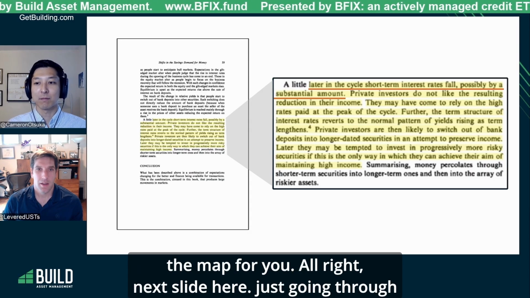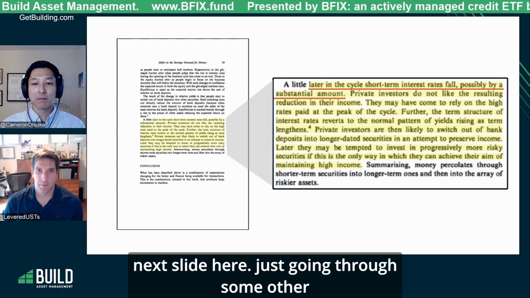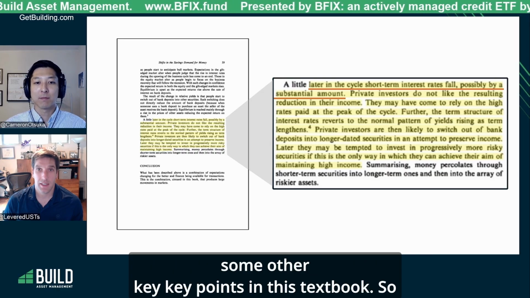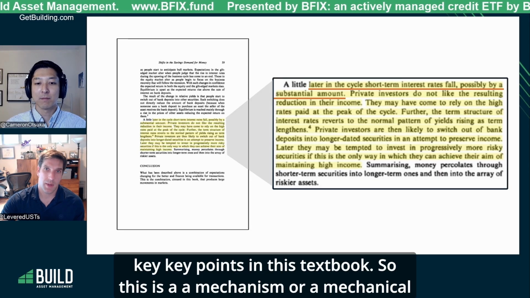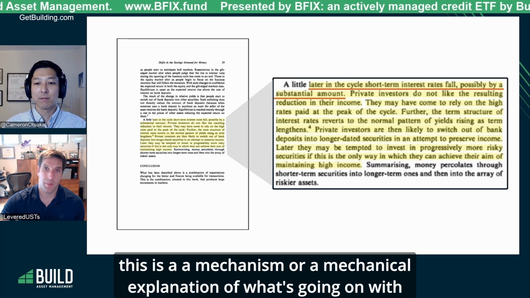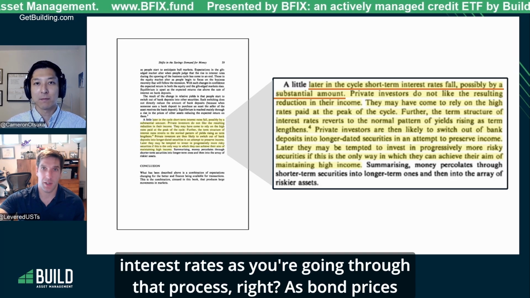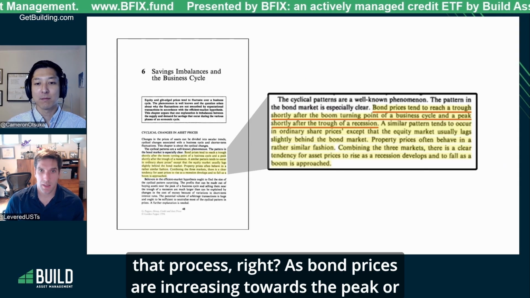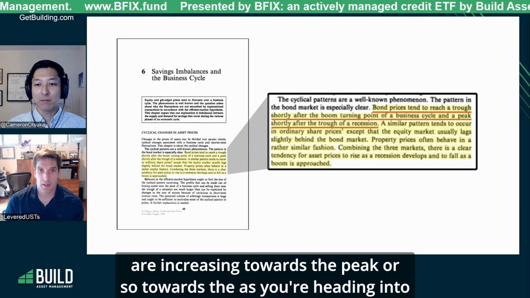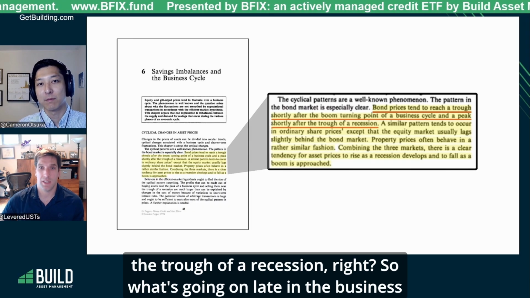All right. Next slide here, just going through some other key points in this textbook. So this is a mechanism or a mechanical explanation of what's going on with interest rates as you're going through that process, right? As bond prices are increasing towards the peak, as you're heading into the trough of a recession, right?